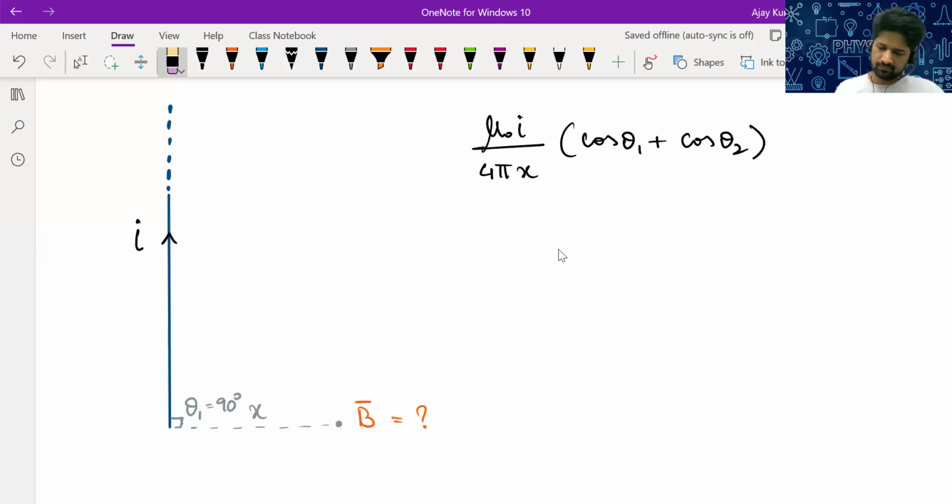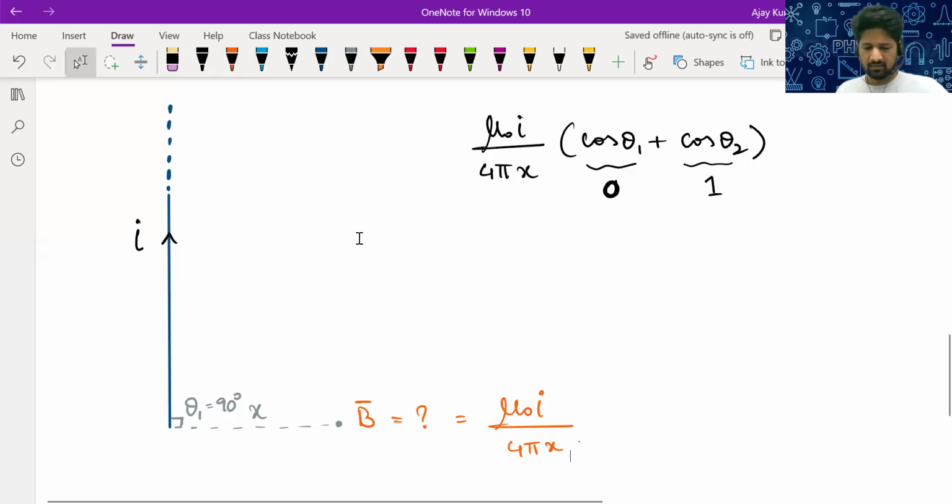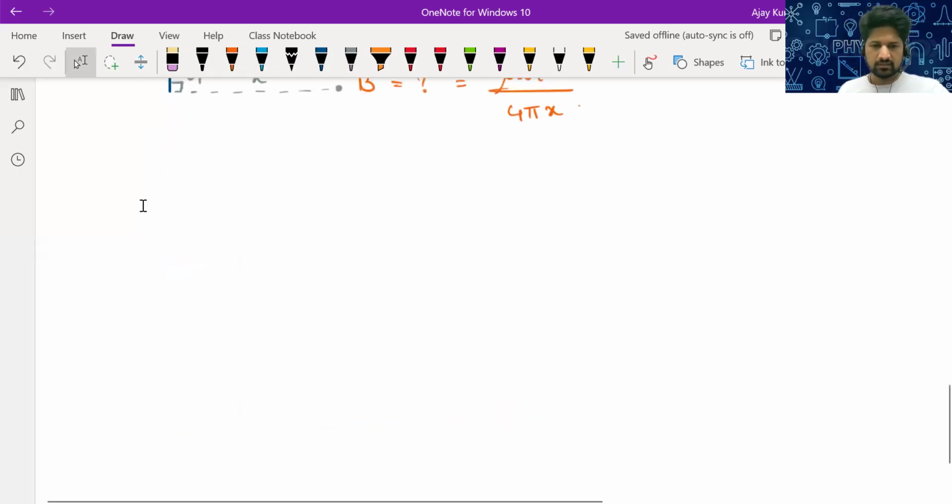So theta 1 is 90 degrees, so cos theta 1 becomes 0. Theta 2 is 0, so cos theta 2 becomes 1. Then the magnitude of magnetic field becomes mu naught I by 4 pi x. So that's the magnetic field created by a semi-infinite wire at a perpendicular distance x from its visible end. Fine. Another case.